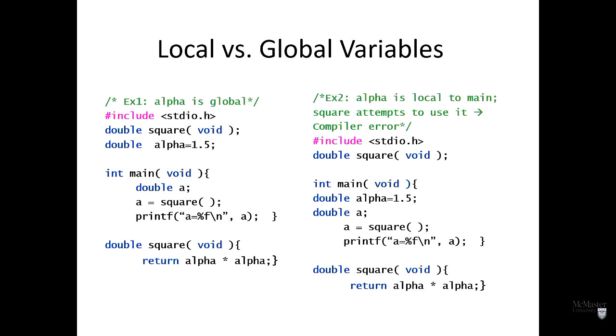If alpha is actually local to main, instead of being global, and you do this, what do you expect? You would get an error, right? Because inside this function, alpha is not defined. Now it's actually not a global variable. It's a variable within the main. So you cannot use it in another function. Does this make sense? Yeah?